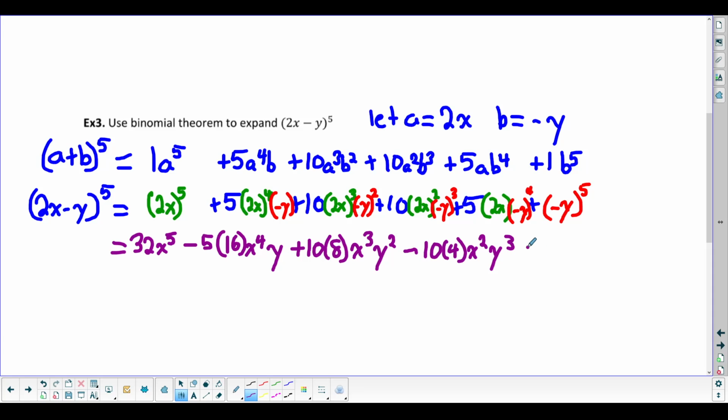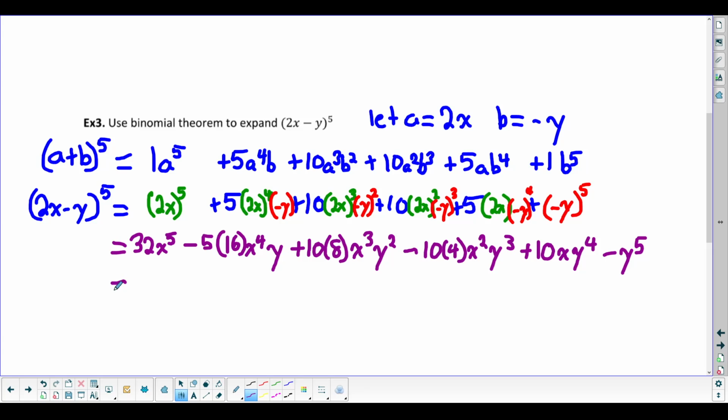And we're going to run out of space. Okay. This one, I think we can just expand out. So 5 times 2, there's no exponent on our 2x here. So that's just 10x. Negative y to the power of 4, the negative is going to cancel out. We just get y to the power of 4. And lastly, we get negative y to the power of 5. The negative will remain, negative y to the power of 5.